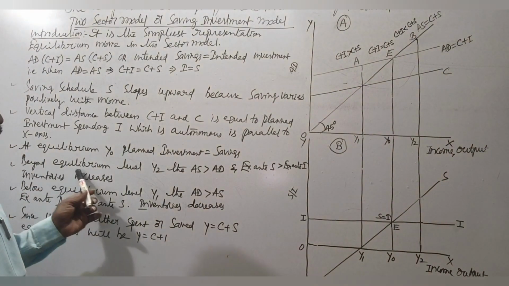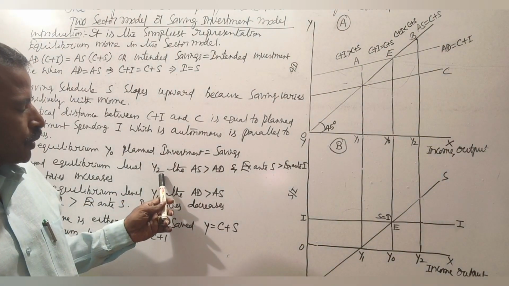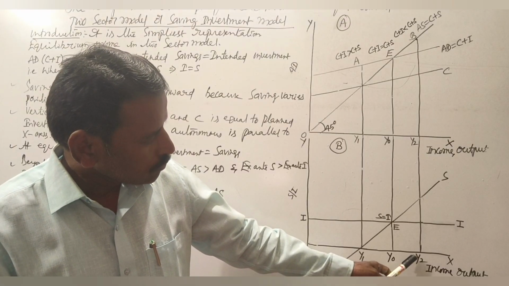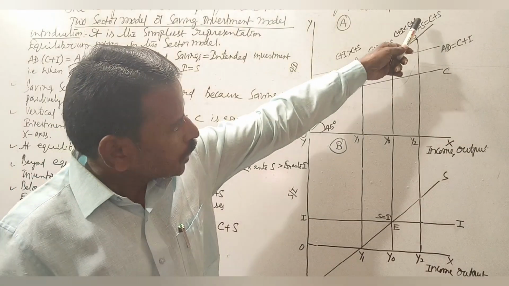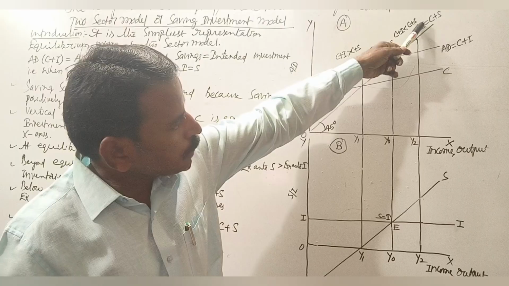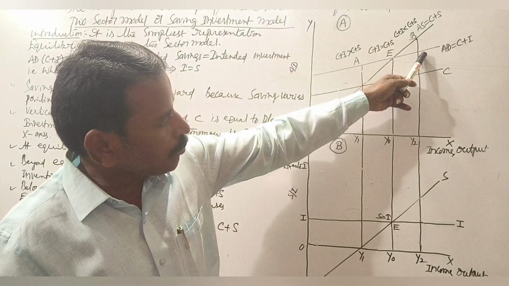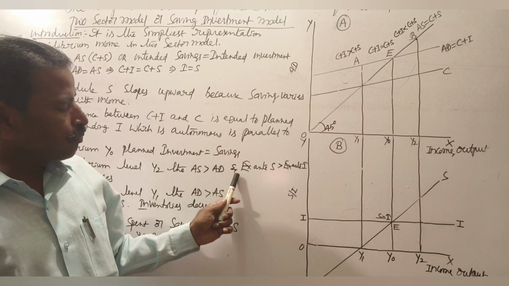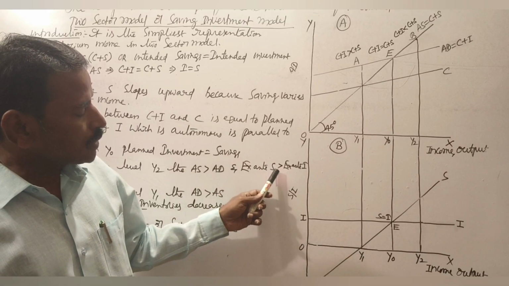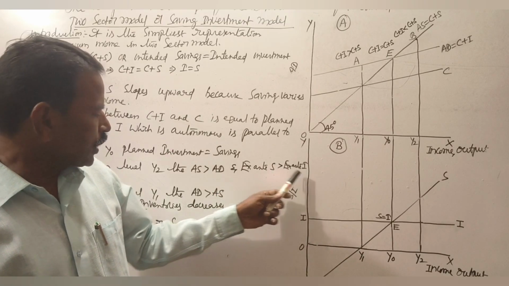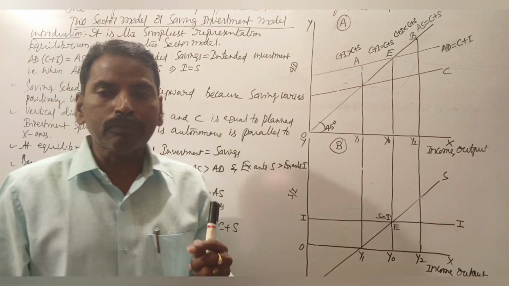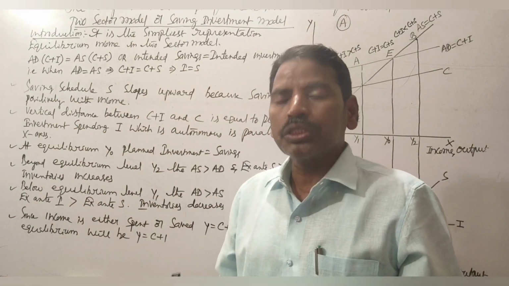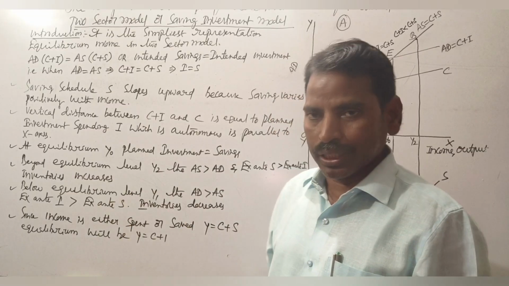So here beyond the equilibrium level Y2, if we observe, this is aggregate supply. Aggregate supply is more, this is aggregate demand. Aggregate supply is greater than aggregate demand, or ex ante savings are greater than ex ante investment. As a result of that, inventories increase. Inventories means the stock of raw material increases.